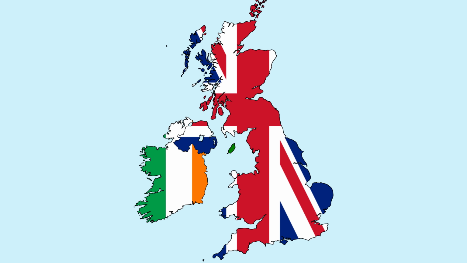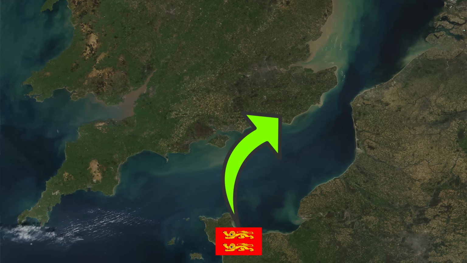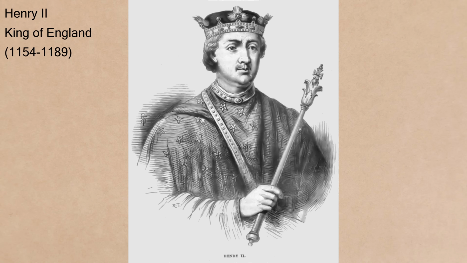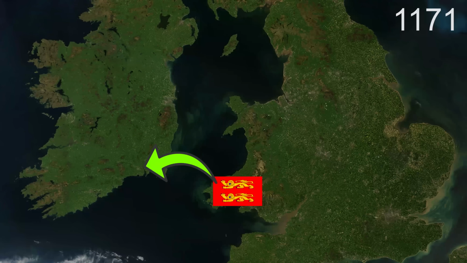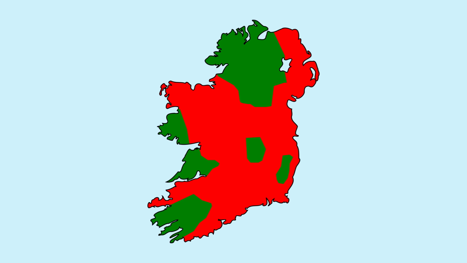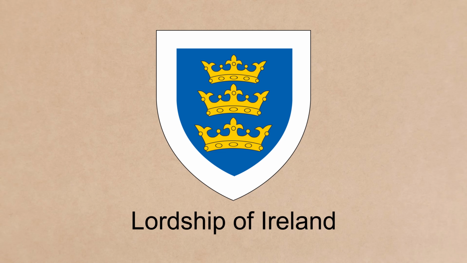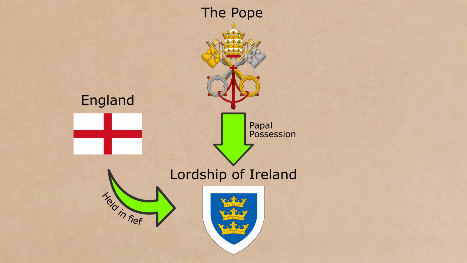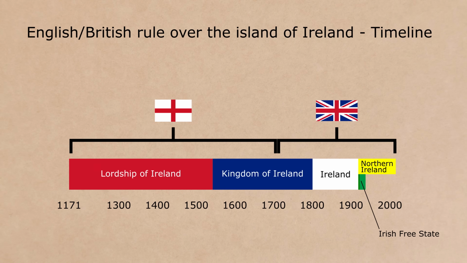To fully understand the situation, we need to go all the way back to the 12th century. After the Normans had successfully invaded England and taken the throne, they decided to invade Ireland. Henry II, with the authorisation of Pope Adrian IV to strengthen the papacy's control over the Irish Church, landed in Ireland in 1171 and took control of large parts of the island, and in the following year the Lordship of Ireland was created, in which the Lord of Ireland was also the King of England. The Lordship of Ireland was a papal possession held by the King of England. This was the beginning of what would become centuries of English and later British rule over the island of Ireland.